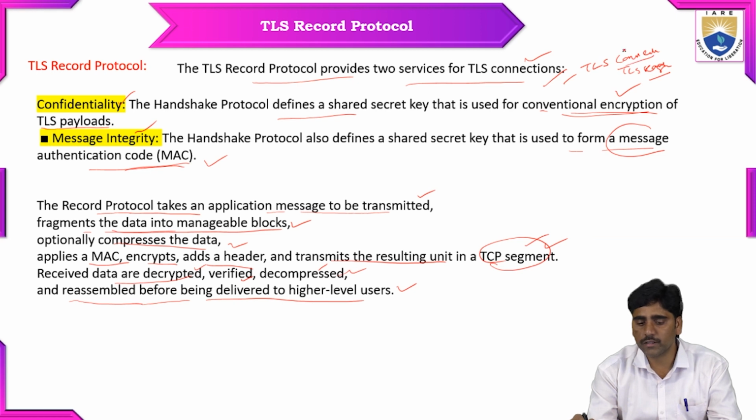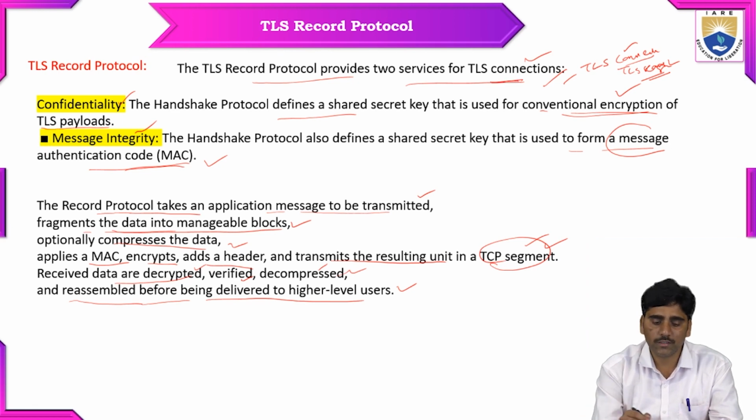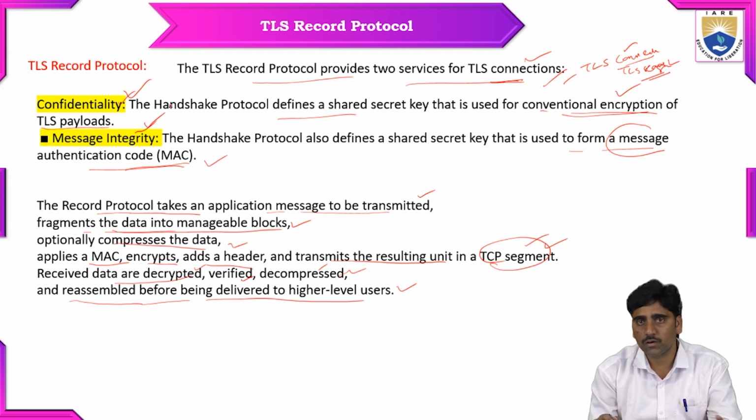For the connection and the session there are separate parameters, but all these TLS connections are made with the help of two services called confidentiality and message integrity. Confidentiality means the handshake protocol defines a shared secret key used by both sender and receiver. The second is message integrity, which defines a shared secret key that is used to form a message authentication code.